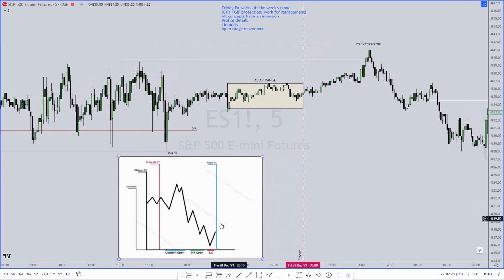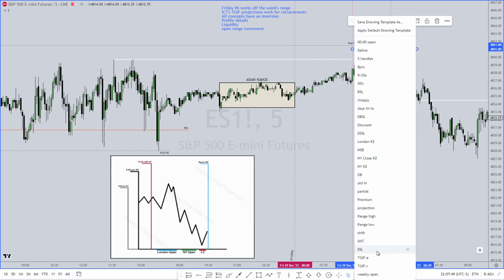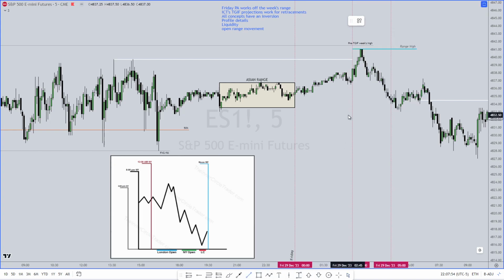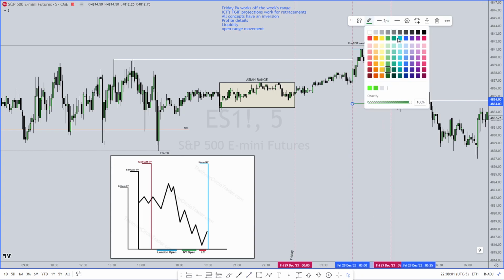Now you can start to see the clues when you put your framing for the London range, which ICT uses from 3 to 5. So I'm drawing this out slowly just so we can journal this price action well. So here's our 3 AM high, range high, put that in blue, and 5 o'clock range low, and we'll put that in blue.